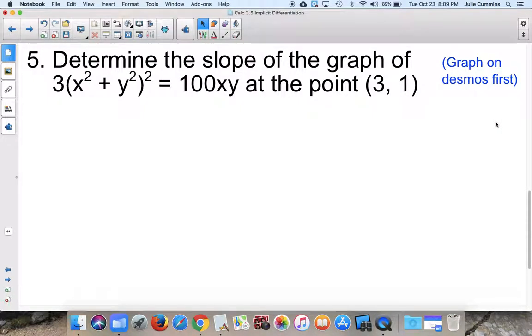So absolutely for this, we do not want to solve this for y. I'm not even sure that we could. We are going to use implicit differentiation. So we are going to take the derivative of this entire thing with respect to x.